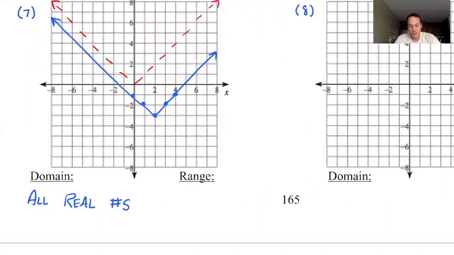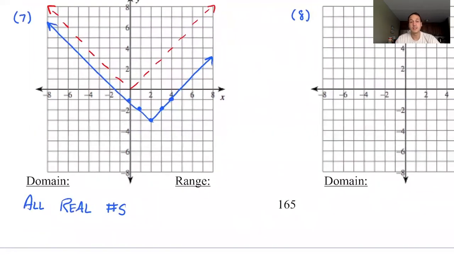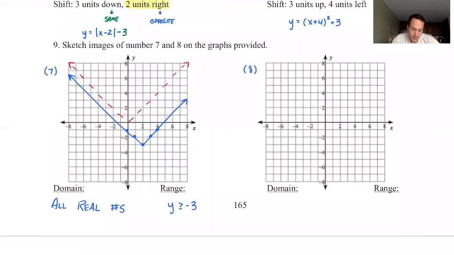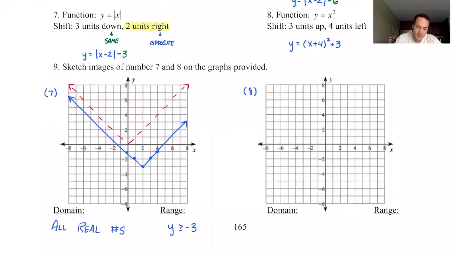This is still all real numbers. In terms of the range, if I was y is greater than or equal to 0, but now I shifted it down 3, this is going to be y is greater than or equal to -3. Okay, so 3 units down, I did that. 2 units right, I did that. Fantastic.